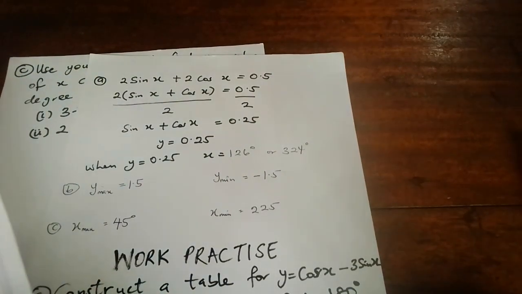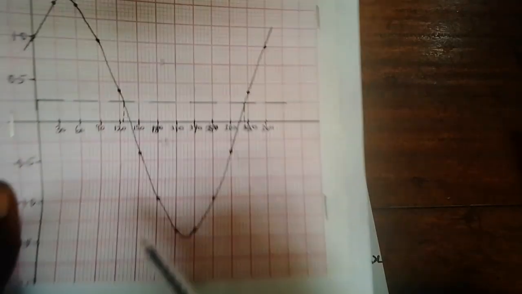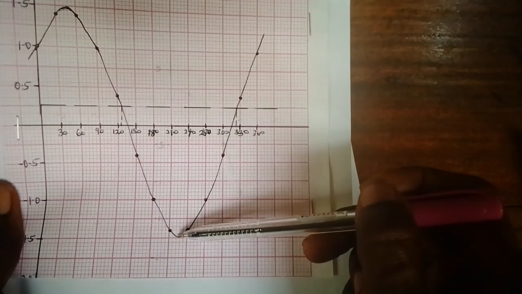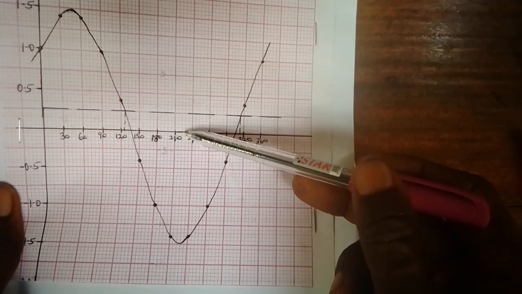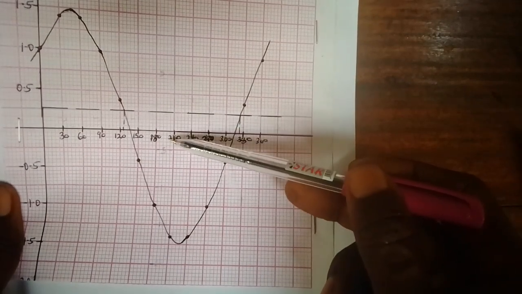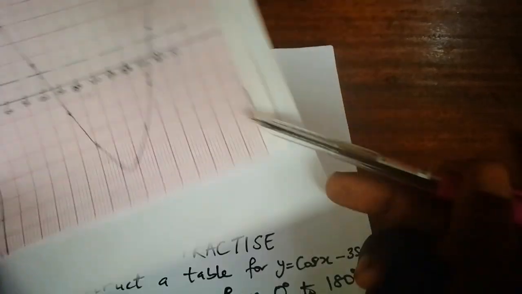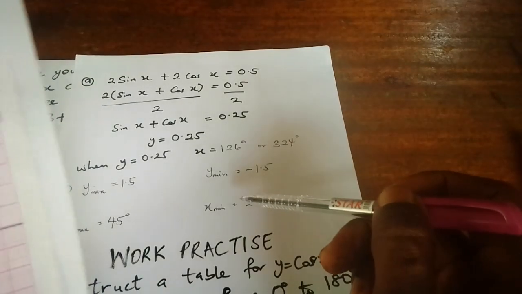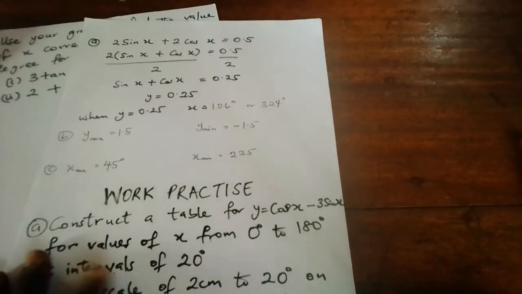Then the other value, when y is minus 1.5. So when y is minus 1.5, you are going to realize it touches it here. Again, you trace it to the x-axis. So the value you are having here, here also you realize that will give us 15. 15 plus 210 here will give us 225 degrees. So those are the values of x when you are having the maximum and the minimum value.